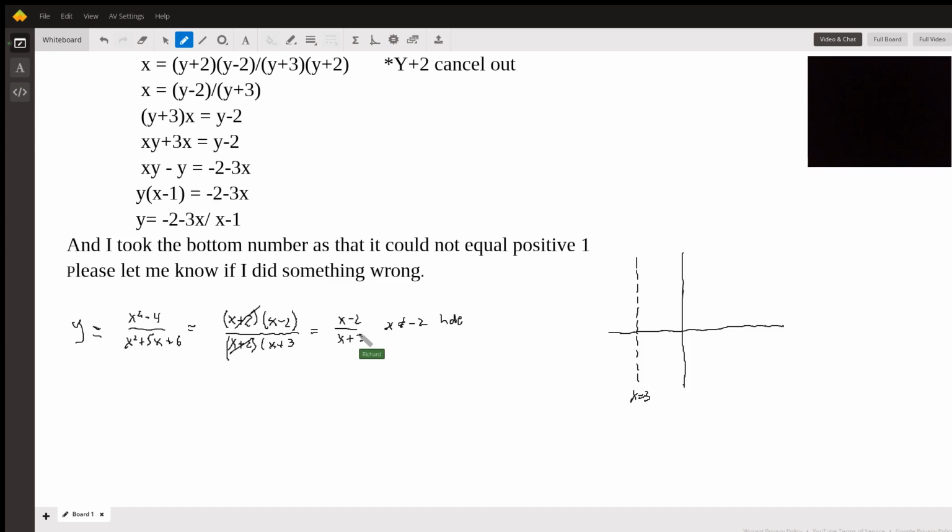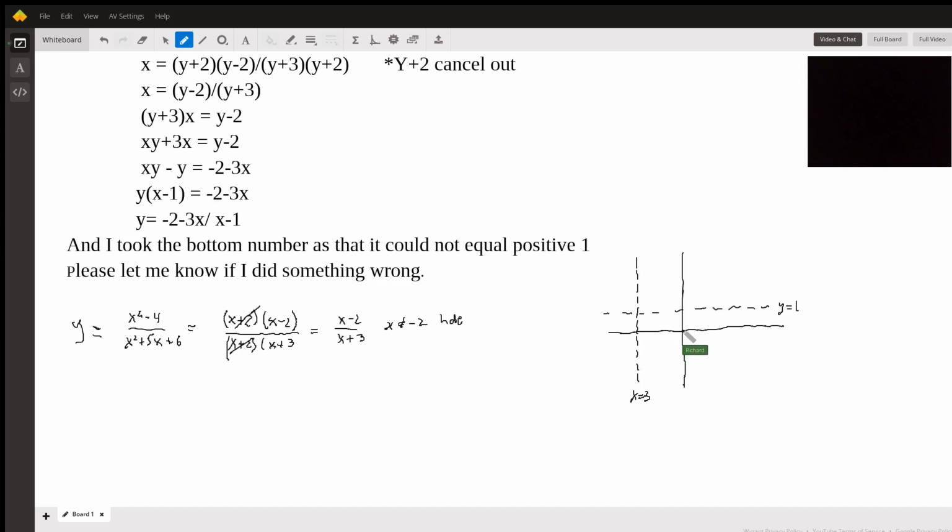So we did our vertical asymptote, and now the horizontal asymptote. Because the degree of the numerator is the same as the degree of the denominator, the horizontal asymptote is the ratio of the leading coefficients, which is y equals 1. So y equals 1 is our horizontal asymptote. And now we have to sketch. The only way to sketch really is to plot some points. Hopefully we won't have to plot too many.